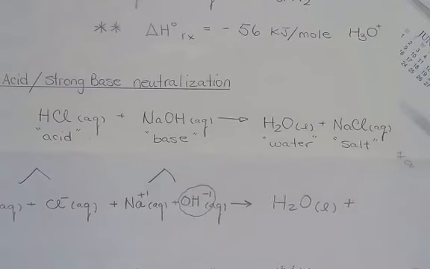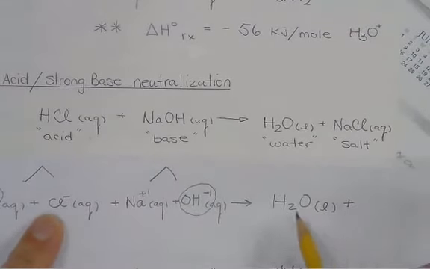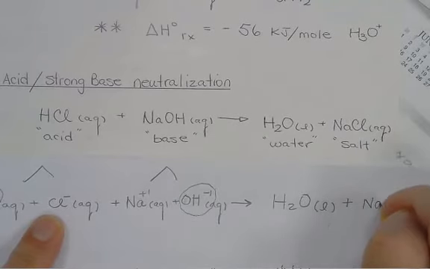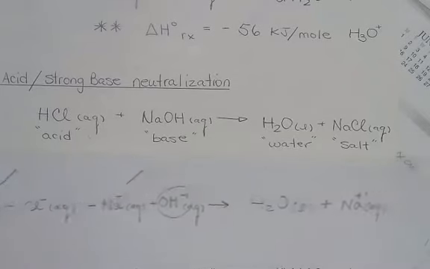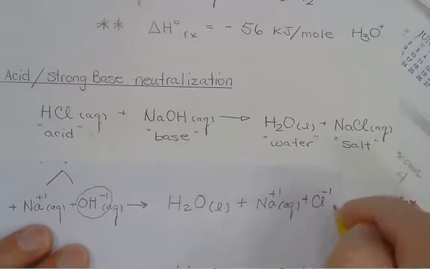What are the other two products? Na and Cl. But they're still ionized. After this reaction occurs, I have water and I have these salt ions, Na plus and Cl minus.